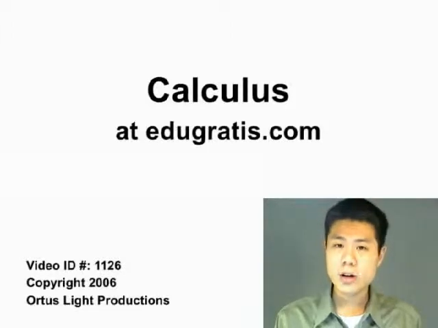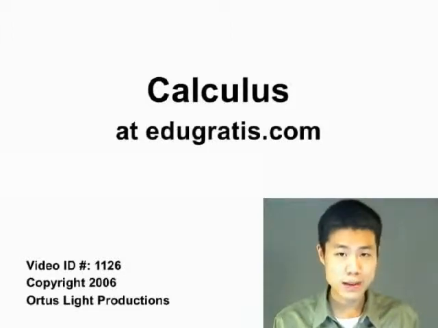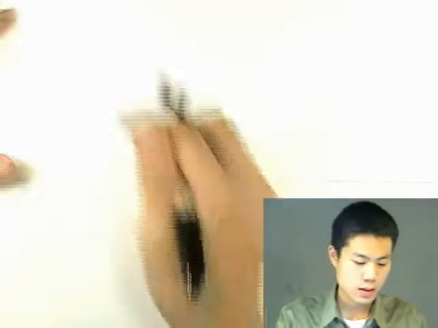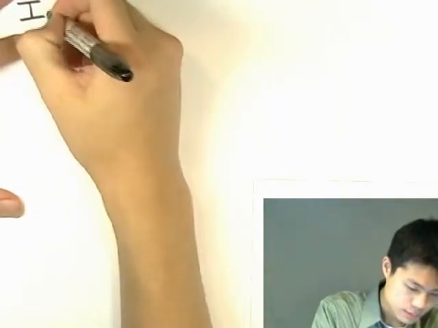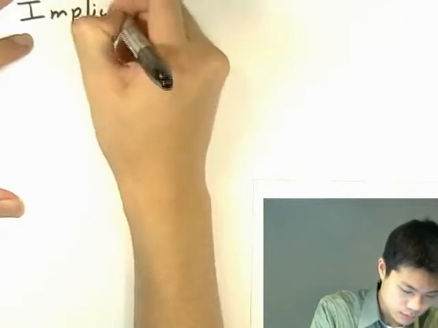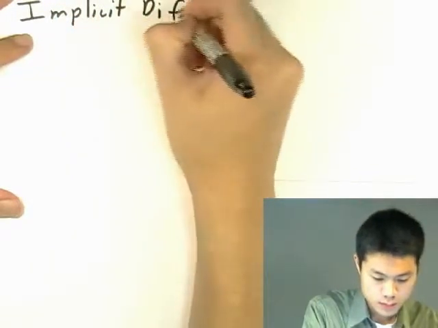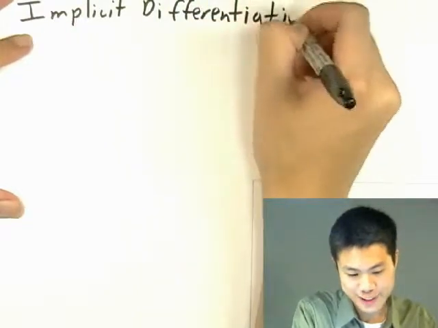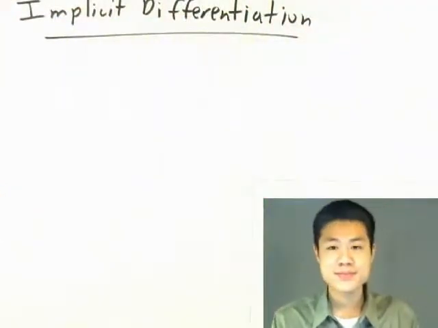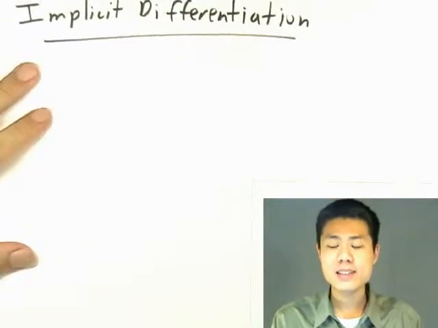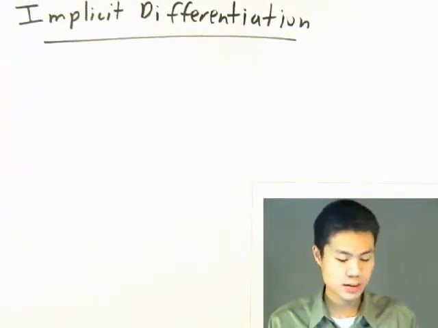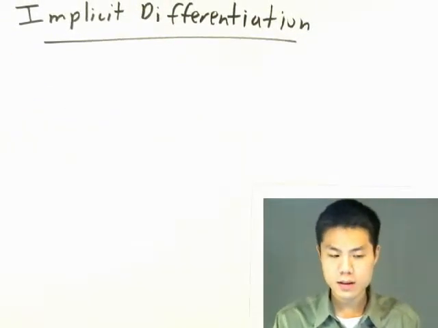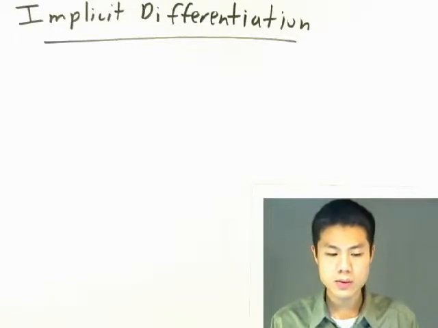So now we're going to start a somewhat tricky topic, and it's called implicit differentiation. Okay, let me just write it out here first. Alright, so what is implicit differentiation? I guess it would be easiest for me to give you an example.